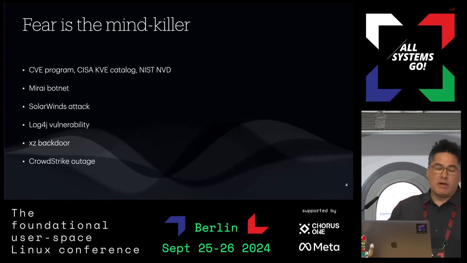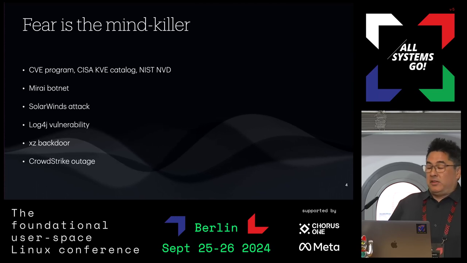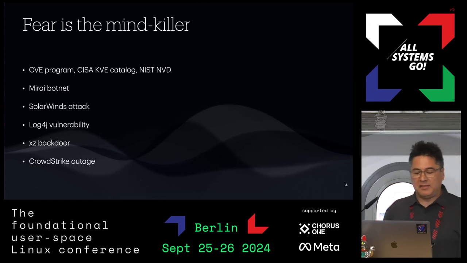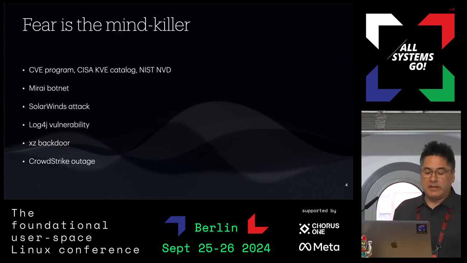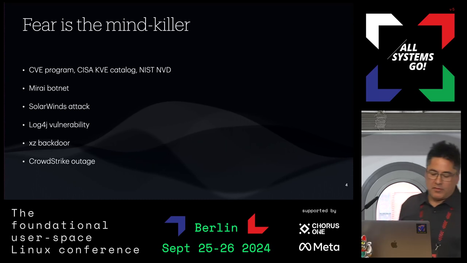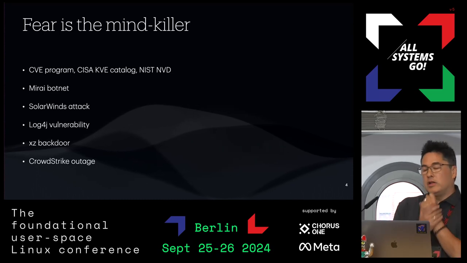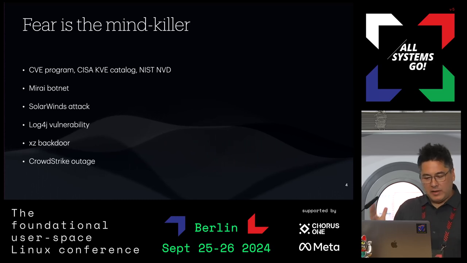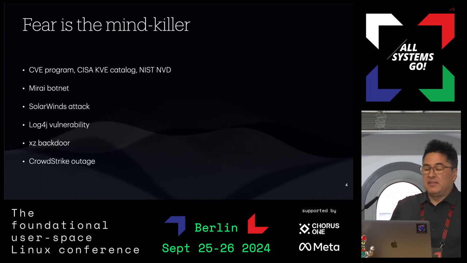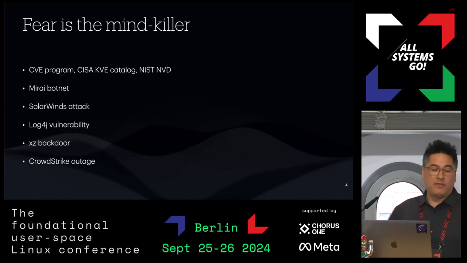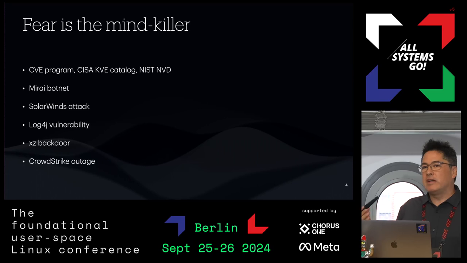I'm sure you're all aware of the software supply chain attacks, most notably the XZ backdoor. Very scary stuff. I'm not going to go into the details of all these, but I do want to talk about the recent CrowdStrike outage, because I feel this just underscores the impacts that our systems have on the worldwide economy.